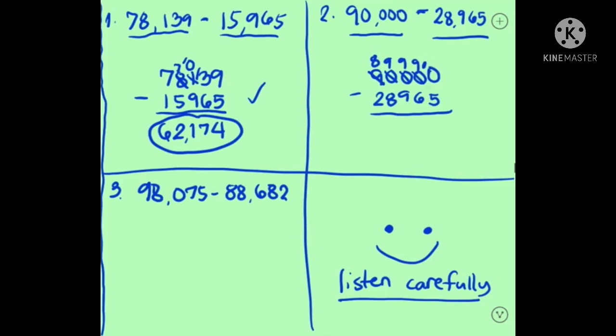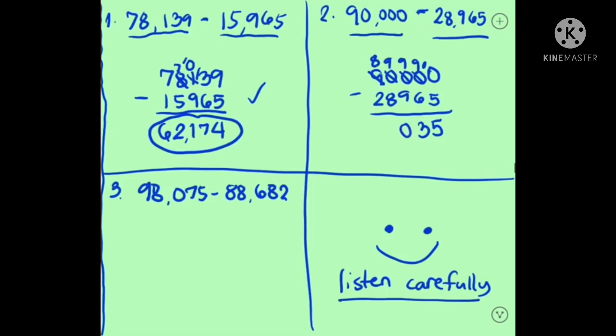10 minus 5. 10 minus 5 is 5. And then 9 minus 6. 9 minus 6 is 3. Correct? 9 minus 9. They're the same. So therefore, we will just put 0.